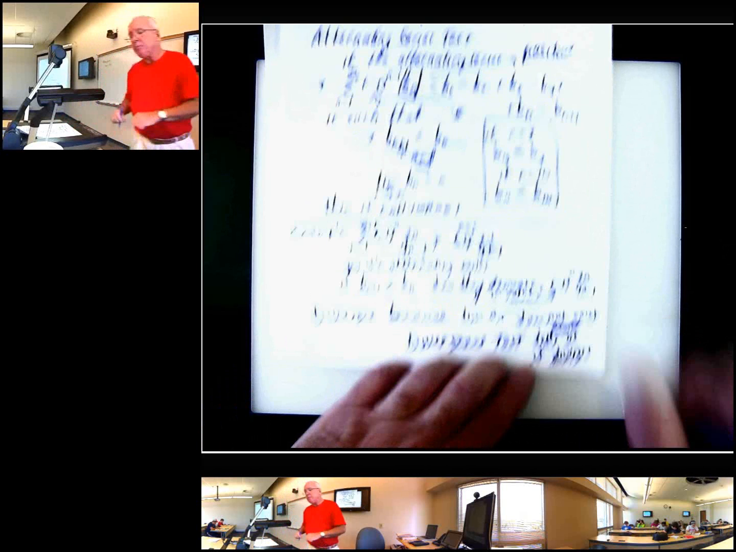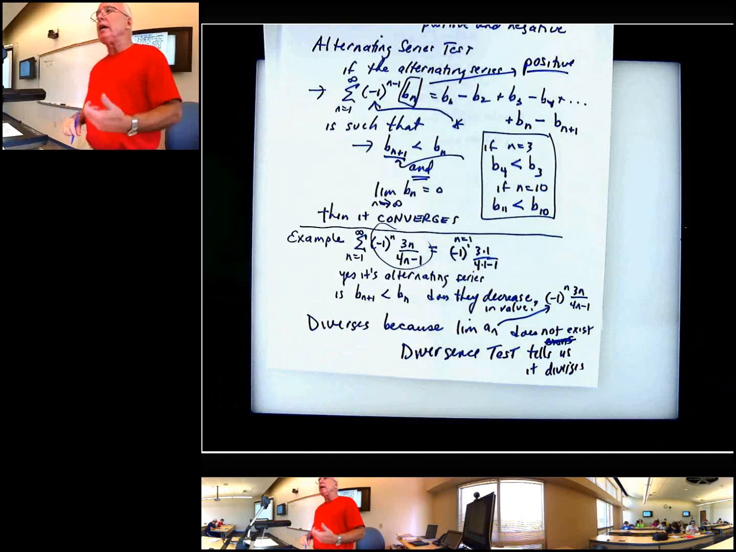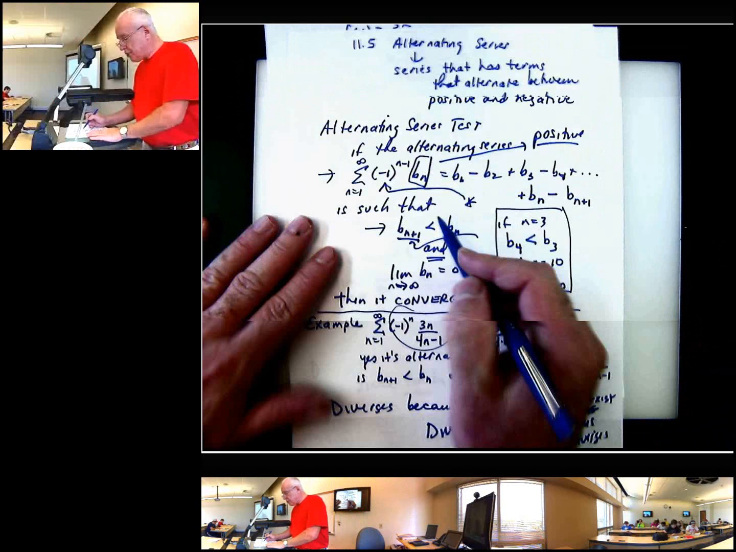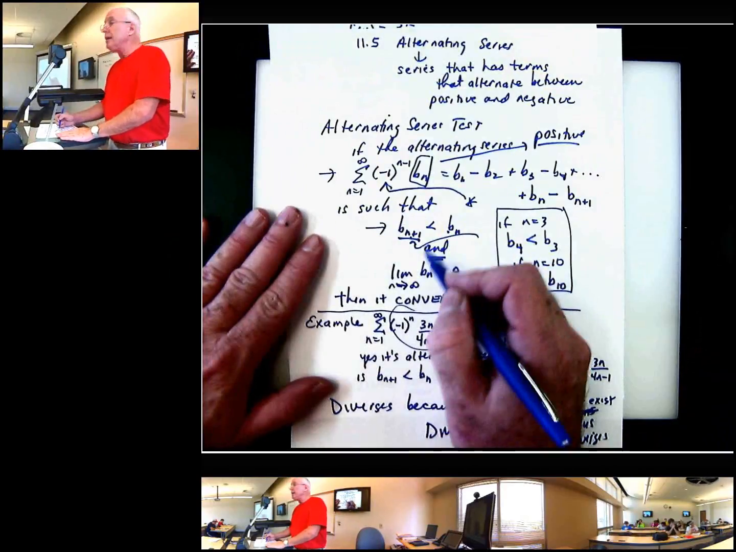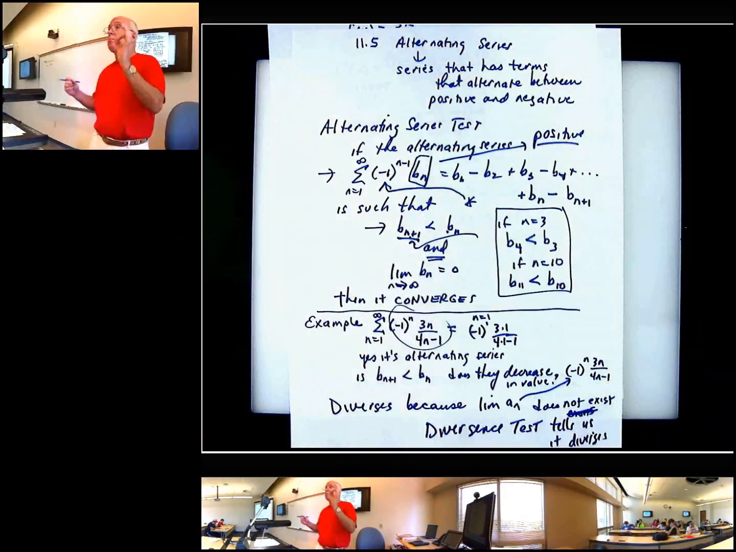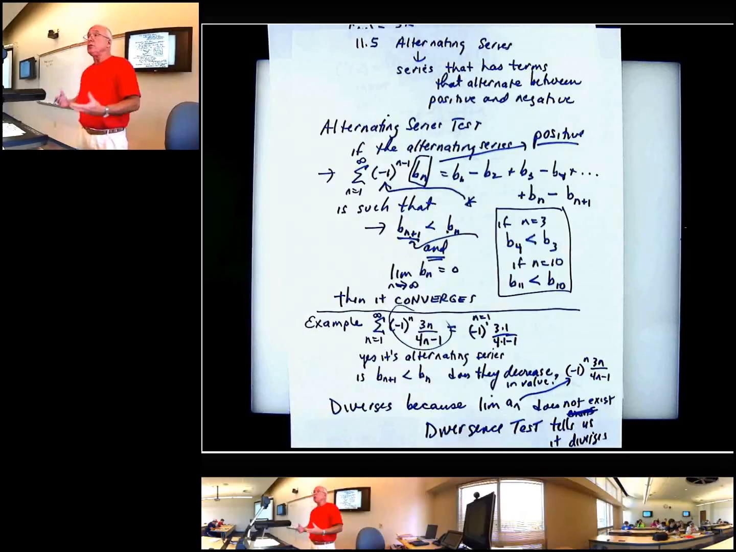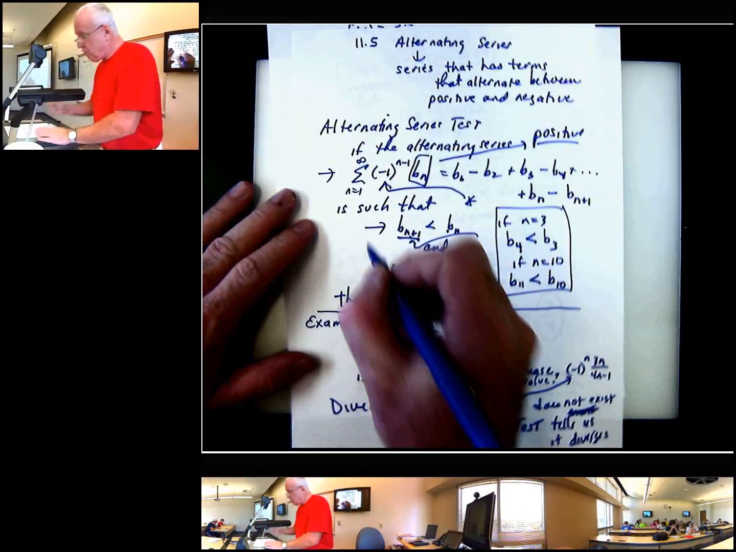The other example that we looked at the other day met both of the conditions. The B sub n plus 1 was less than the B sub n, and the B sub n did go to 0. So it met both of those conditions. So therefore, we can then say, which we did the other day, that it converges by the alternating series test. Both of those conditions have to be met for it to converge.